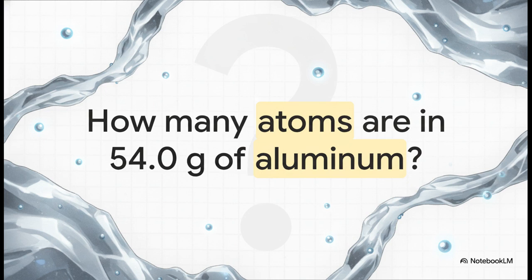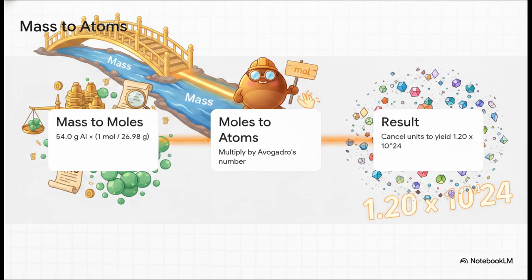Notice what we're doing here. We are skipping the word mole completely in the question because we want to go straight from grams all the way over to atoms. But remember our master map. The mole is the hub, you can't skip it. First, we cross the bridge from mass to moles by dividing our 54.0 grams by aluminum's molar mass, which is 26.98. The grams cancel out. Then, we immediately jump from moles to atoms by multiplying that result by Avogadro's number. The moles cancel out. Run that calculation and it yields 1.20 times 10 to the 24th atoms.